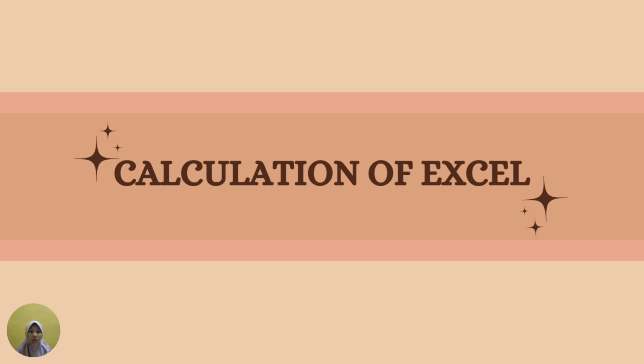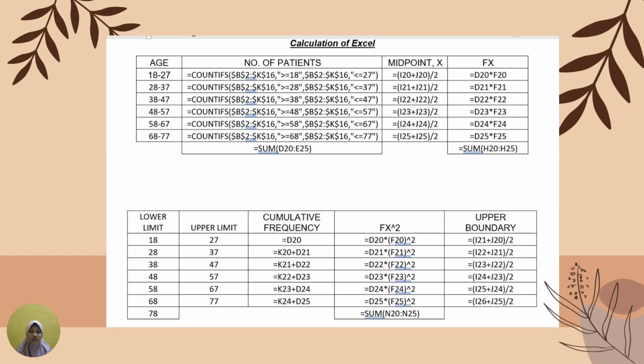I will present about calculation in Excel. This table is a group of data collected based on each assessment of diabetic patients. The formula for the number of patients uses an existing formula in Excel. This formula finds the number of patients according to the collected lower limits and upper limits.